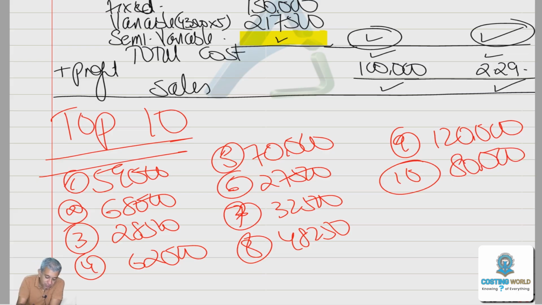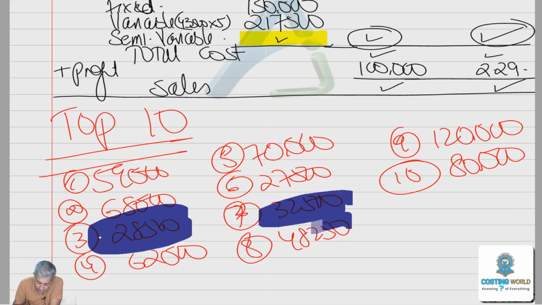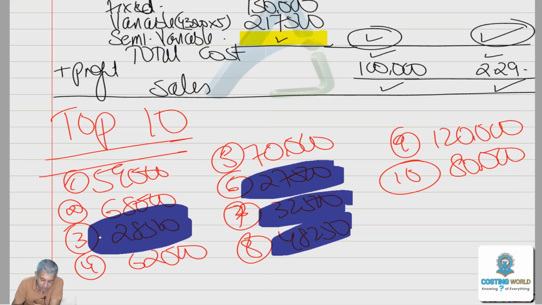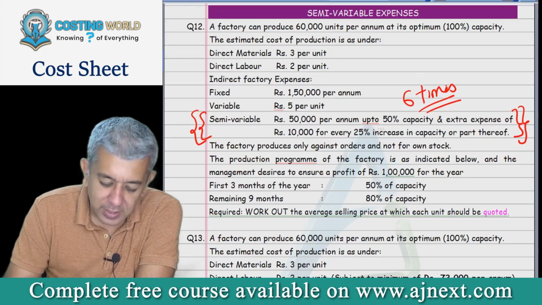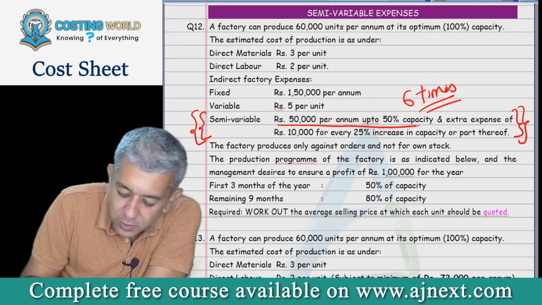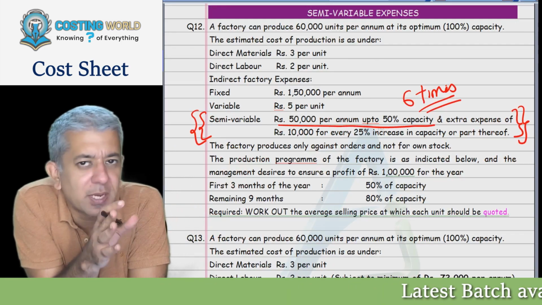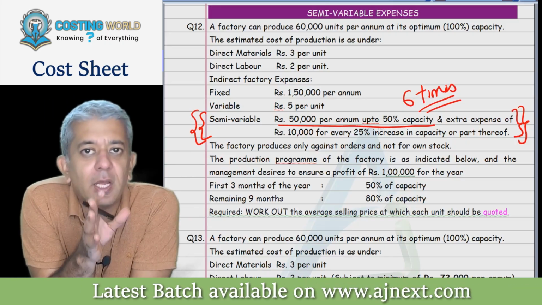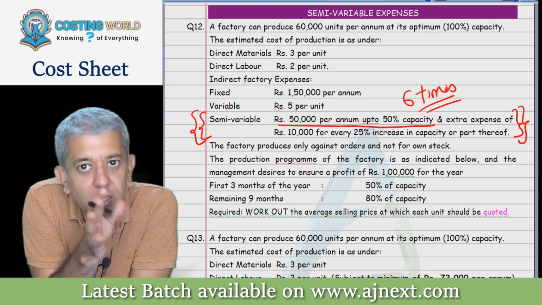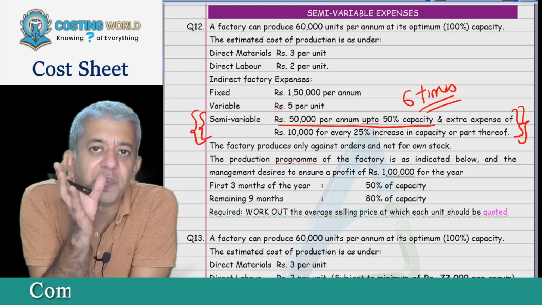Now, few answers I am wondering that you should not have given to me only. This answer, this answer, this answer. Whosoever people have given. Beta, answer cannot be lesser than 50,000, no? Those guys have told you right in the question itself. This line is there: Rupees 50,000 per annum up to 50% capacity. So, if you operate up to 50% throughout the year, you will incur 50,000.